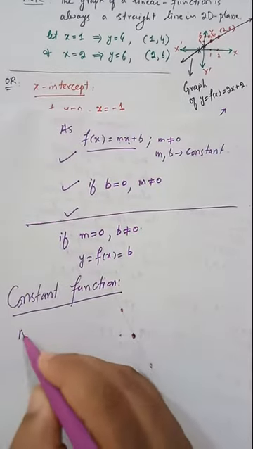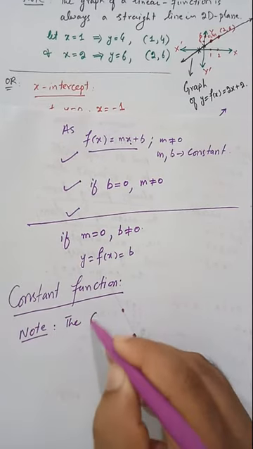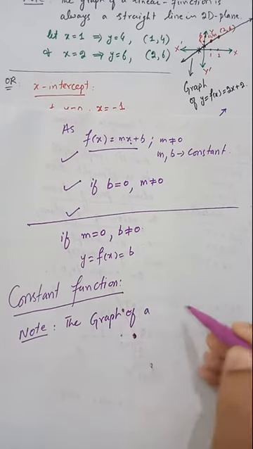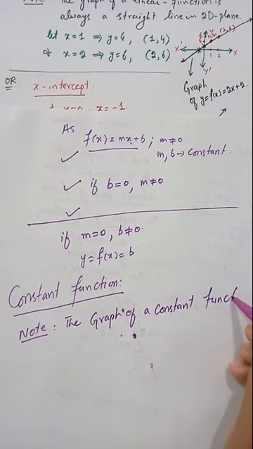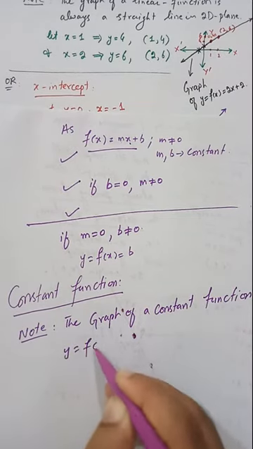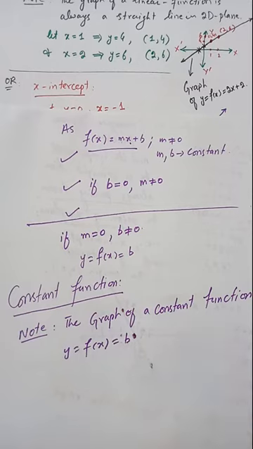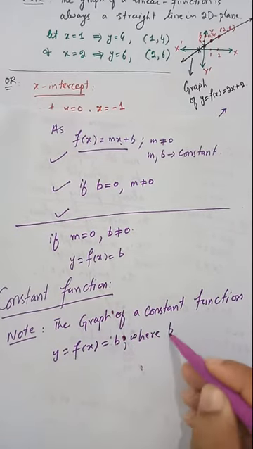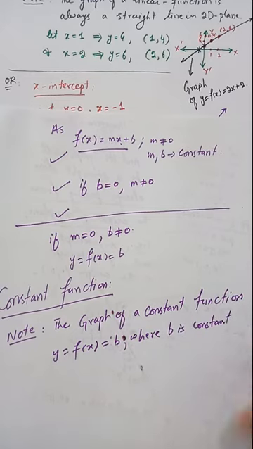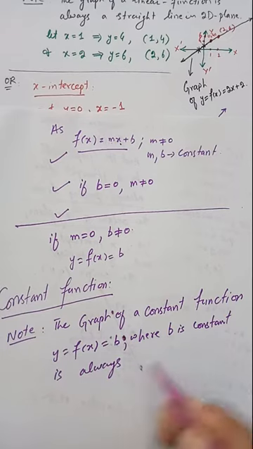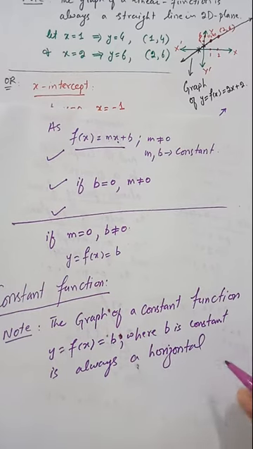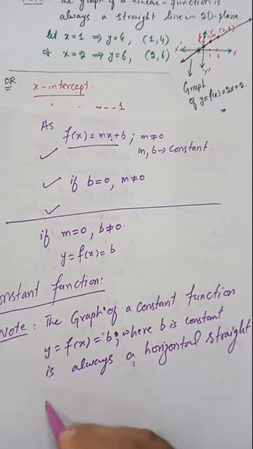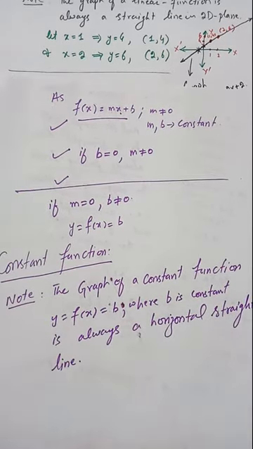Remember this point. Note: the graph of a constant function y is equal to f of x is equal to b, where b is a constant, is always horizontal, meaning parallel to the x-axis. A horizontal straight line. How? So I am taking an example.